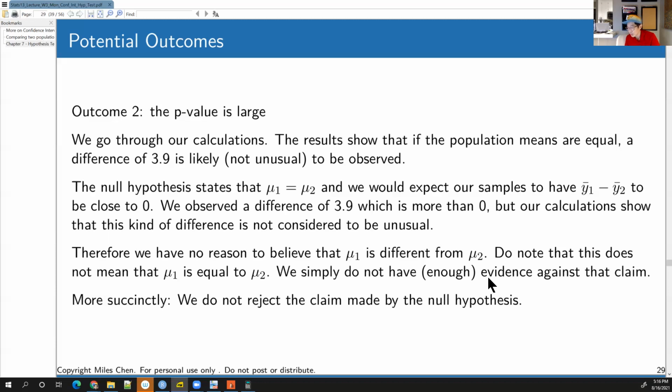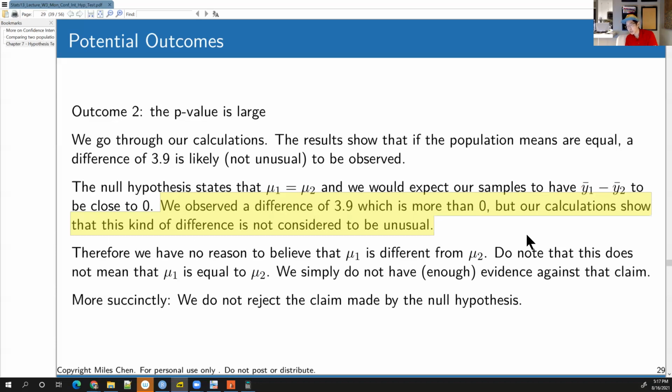We can say the null hypothesis states that mu1 and mu2 are equal, and we expect the difference, y bar 1 minus y bar 2, to be close to 0. What we got is a difference of 3.9. That's more than 0. But when you do the calculations, it says this kind of difference isn't that unusual, right? So that's another scenario. So maybe you get a p-value of like 25%. It doesn't happen all the time, but it's also not that unusual, right? It happens 1 in 4 times or something.